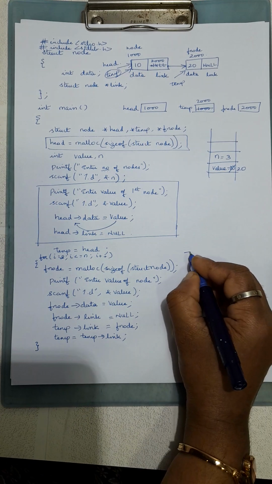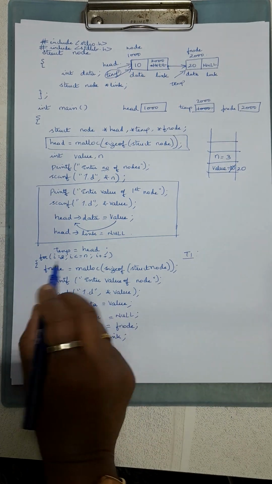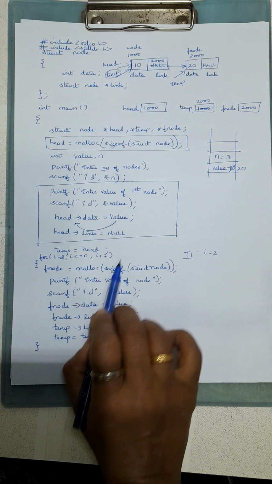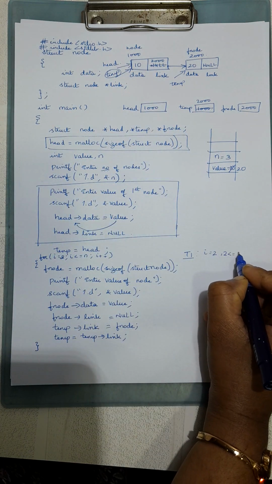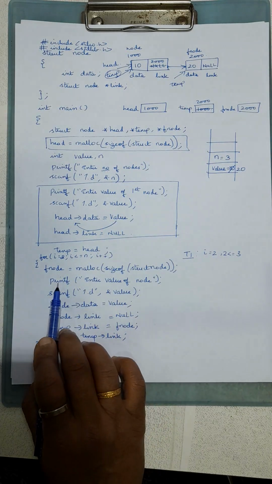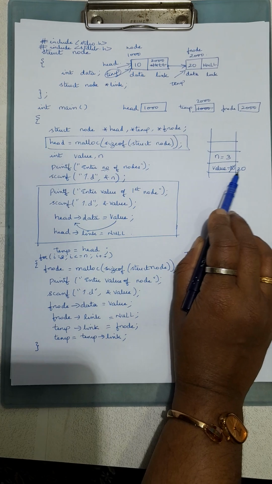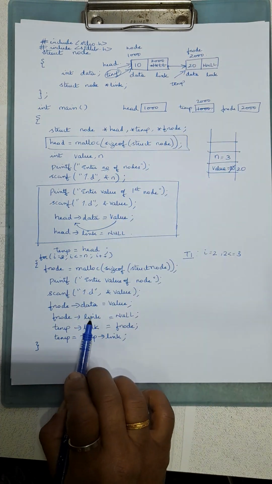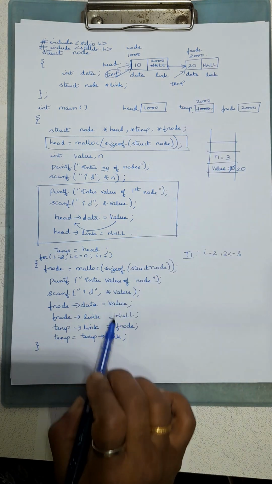Now just see the tracing part here. Trace 1 when i is equal to 2. When i is equal to 1, this is created. i is equal to 2. 2 is less than or equal to 3. N value is 3. It will enter, so it's creating F node. Okay, enter the value of the node. Value of the node I'm entering 20. Okay, F node pointing to data is equal to 20. F node pointing to link is equal to null.